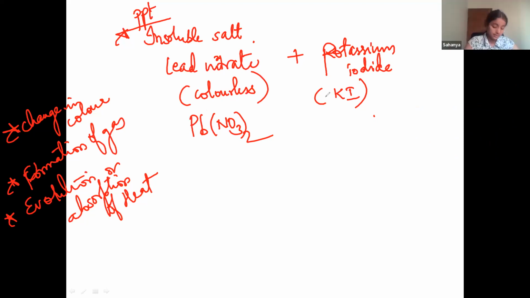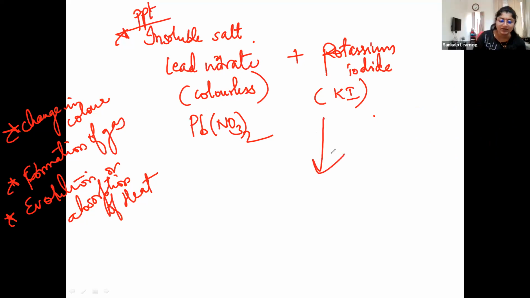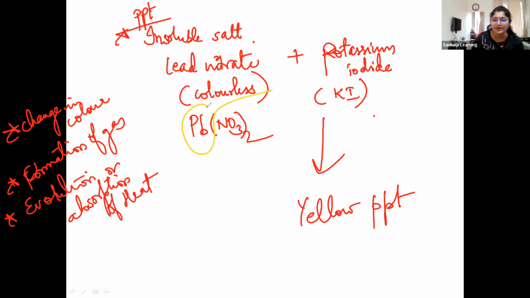So lead nitrate and potassium iodide react with each other. When they react, it forms a yellow precipitate of lead iodide, and potassium nitrate. Now you know why it forms like this.